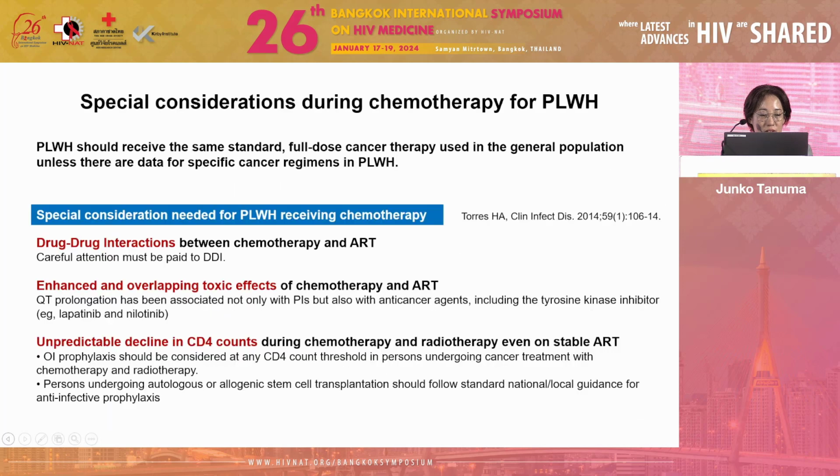So in terms of cancer treatment, people with HIV should receive the same standard full-dose cancer therapy used in the general population unless there are data for specific cancer regimens in people with HIV. But there are special considerations in people with HIV receiving chemotherapy that we need to remember and share with an oncologist, including drug-drug interactions between chemotherapy and ART, enhanced and overlapping toxic effects of chemotherapy and ART, and unpredictable decline in CD4 count, which frequently occurs during chemotherapy and radiotherapy, even with stable ART. And sometimes OI prophylaxis should be considered at a CD4 count higher than 200 in a person undergoing cancer treatment with chemotherapy or radiotherapy.